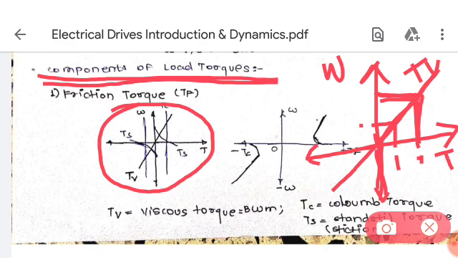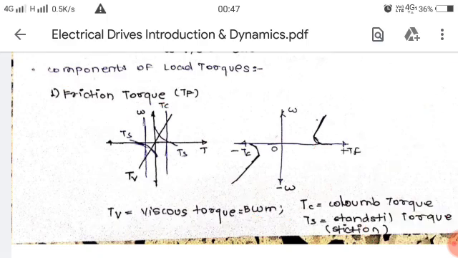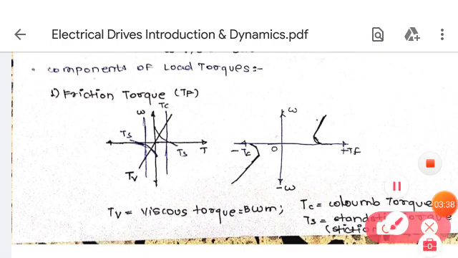Therefore, it can be written like this: some constant into speed gives us TV. Now this constant is the constant of viscous friction, and it depends upon the surface where the friction is occurring. If the surface changes, then this constant changes and the viscous friction offered is different. So there will be a change in the slope, because it's like a constant of proportionality.